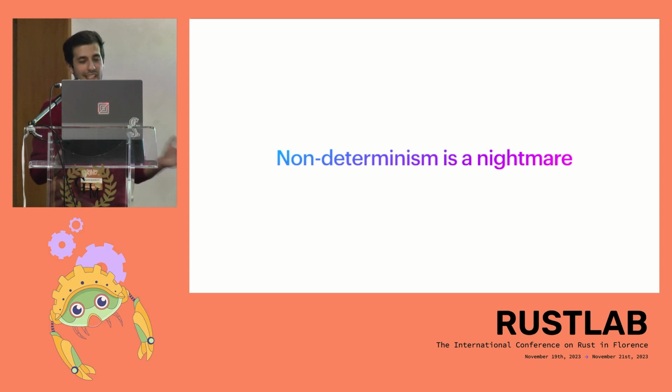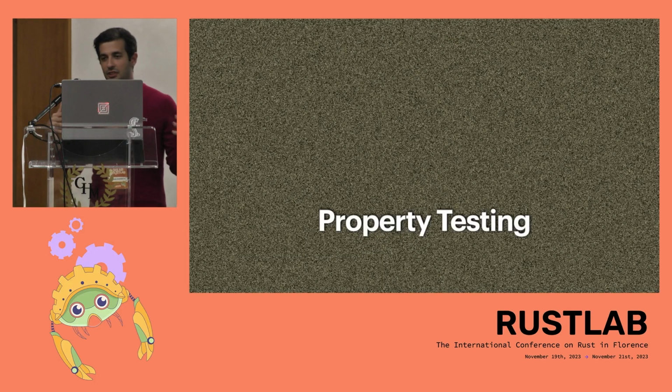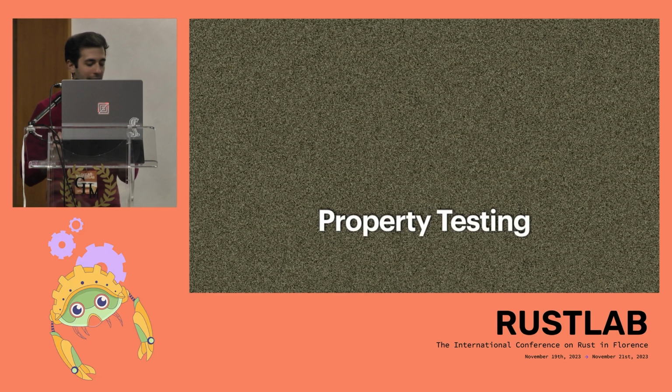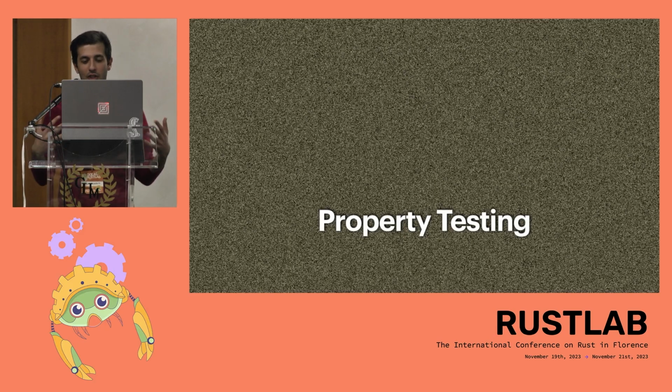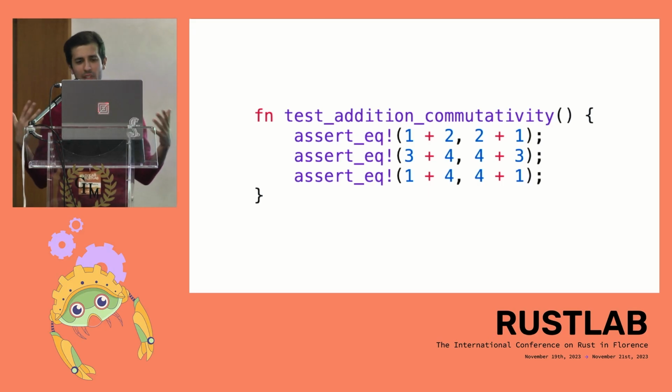Non-determinism is a nightmare in general, whether that is in production or in tests on CI. We've found over and over that non-determinism is bad for your code. So I want to turn our attention to property testing, and I like to think about property testing in contrast to unit testing. In a typical unit test, what you have is specific inputs and specific outputs. In this case, we're testing addition commutativity, which hopefully works, but for the sake of the example.